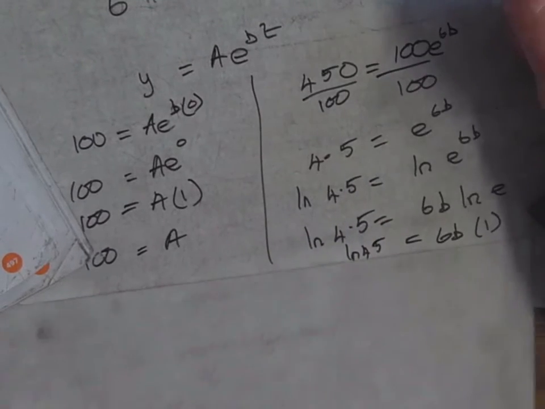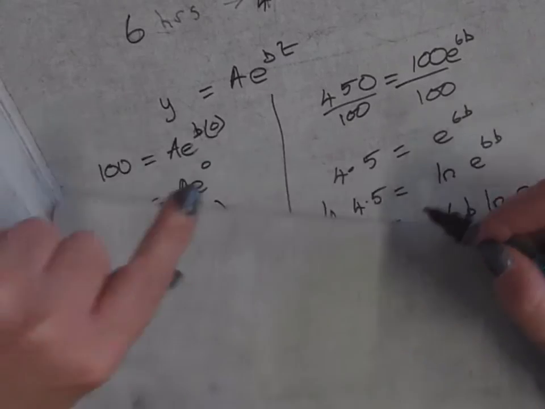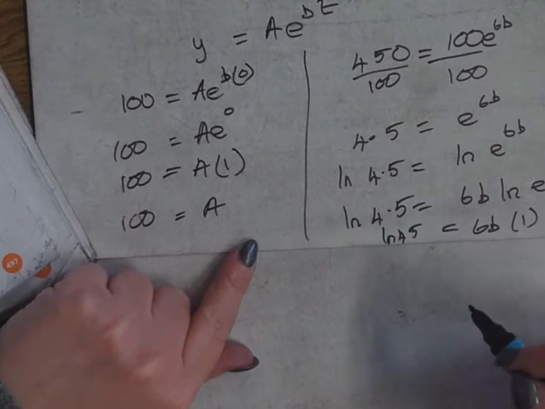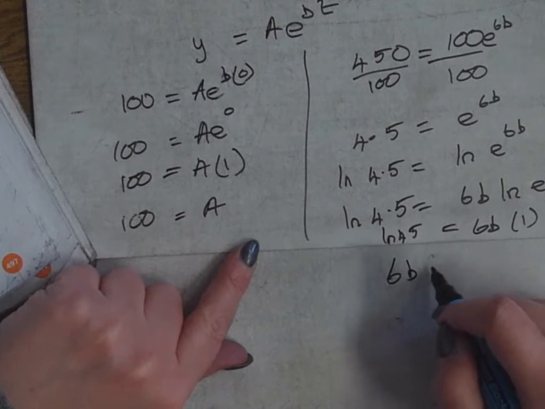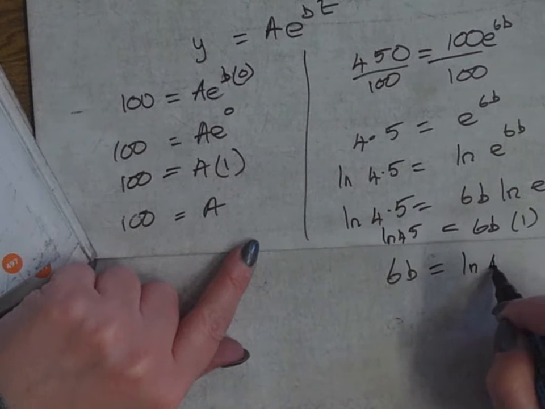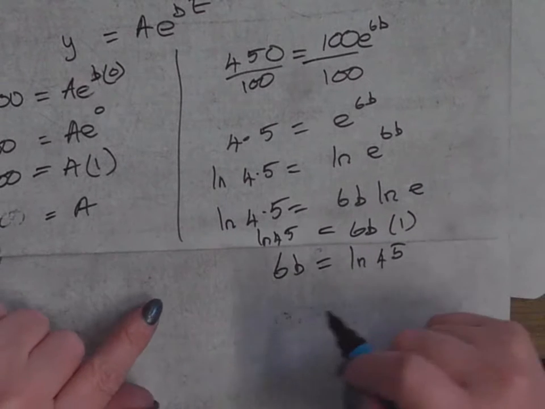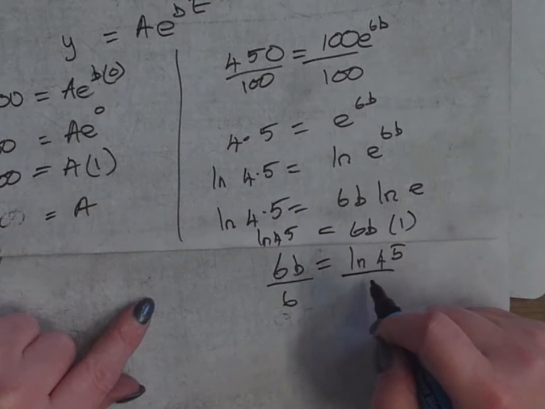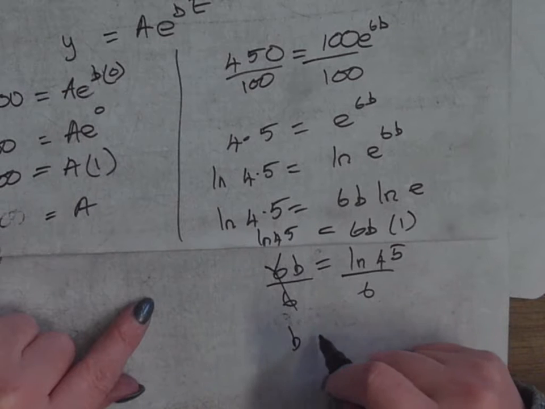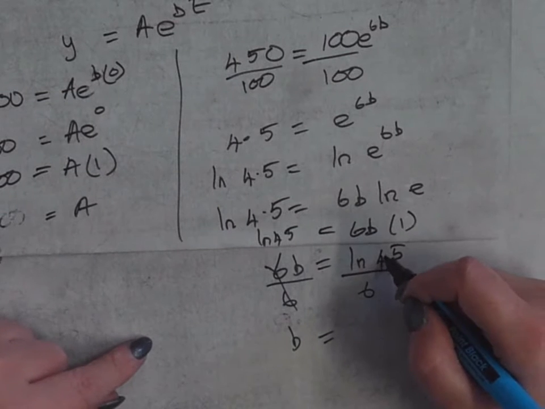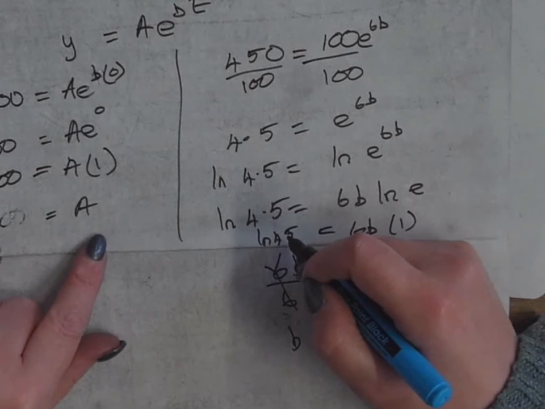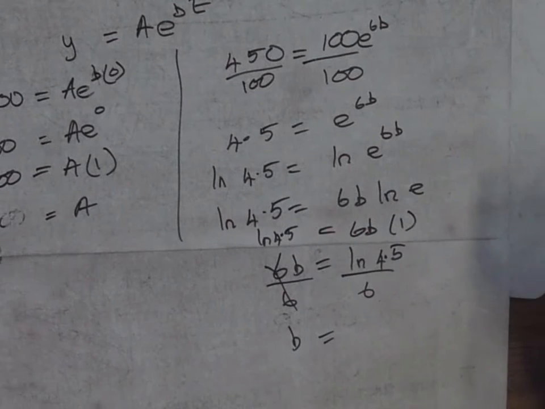So I'm writing that the other way around. 6b equals ln 4.5. Is that alright? And then divide each side by 6, and you'll get b is equal to ln 4.5 divided by 6, and you would round it to 2 decimal places and get the answer. Is that okay? So you can finish that off in your calculators. Are we good with that?